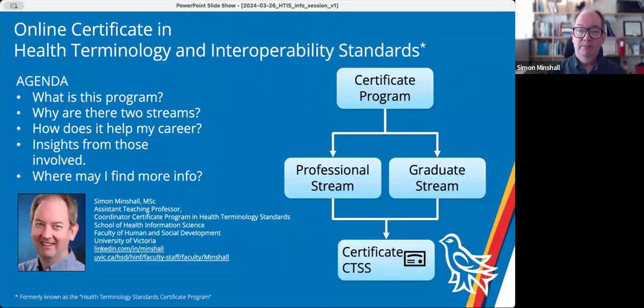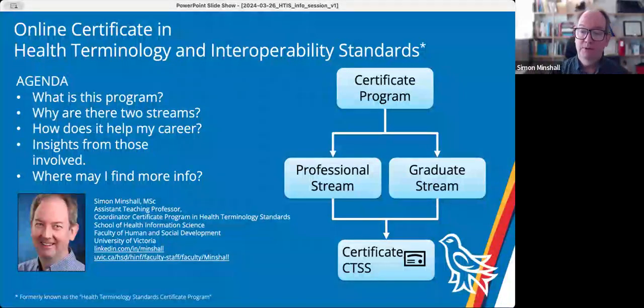What is the certificate program? Well, in 2018, our school introduced this certificate program in health terminology standards. And more recently, in collaboration with the Division of Continuing Studies, the school offers a professional stream in the certificate program. Admission to the program, one stream or the other, requires that you either have a 4-year baccalaureate degree, such as a Bachelor's of Science, or 2 or more years of related work experience in healthcare. So the certificate is a 1-year part-time program with 4 courses of weekly online classes and 1 virtual workshop. The virtual workshop takes place over about a week, and it's all done online.